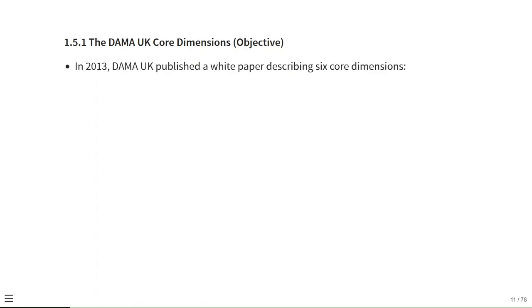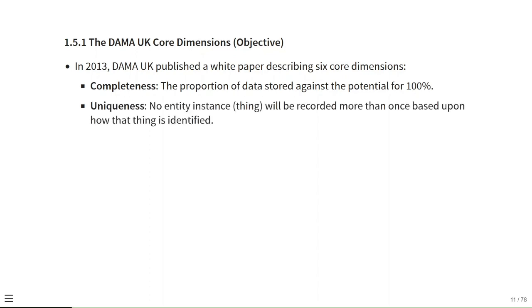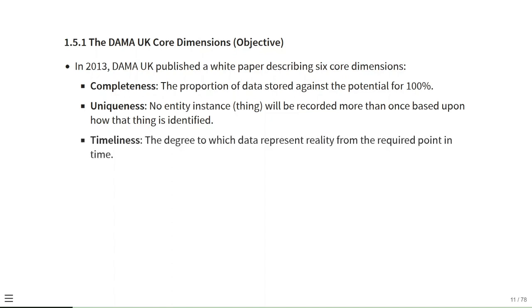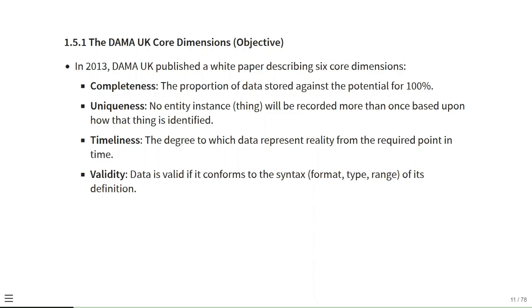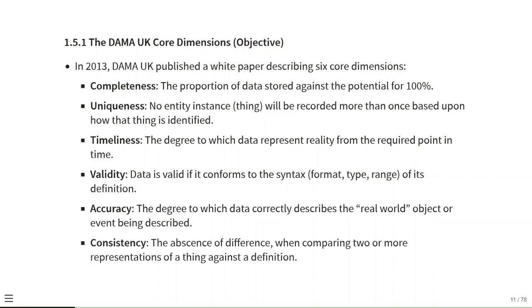In 2013, DAMA UK published a white paper describing 6 core dimensions of data quality. Completeness, the proportion of data stored against the potential for 100%. Uniqueness, no entity instance or thing will be recorded more than once based upon how that thing is identified. Timeliness, the degree to which data represent reality from the required point in time. Validity, data is valid if it conforms to the syntax, that is the format, type, and range of its definition. Accuracy, the degree to which data correctly describes the real-world object or event being described. And consistency, the absence of difference when comparing 2 or more representations of a thing against a definition.